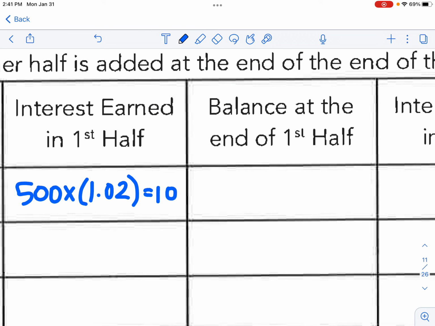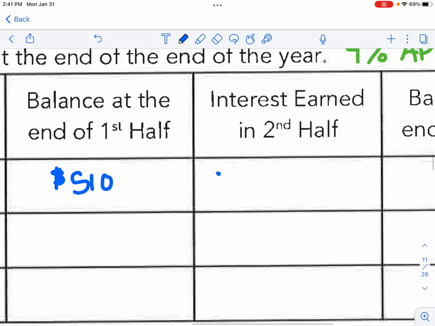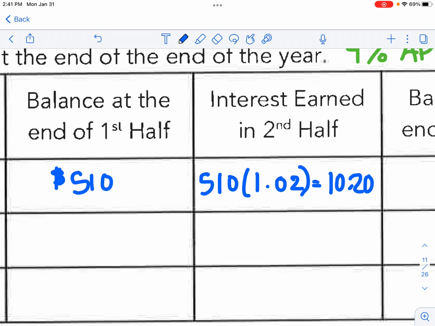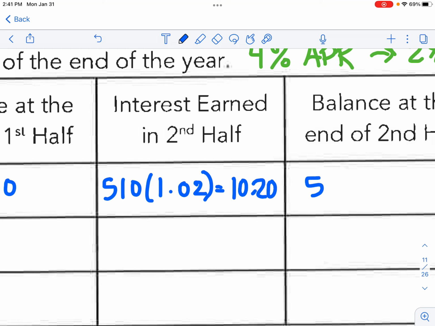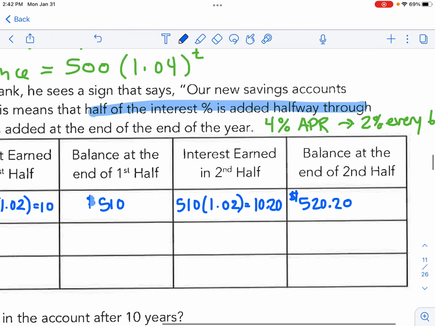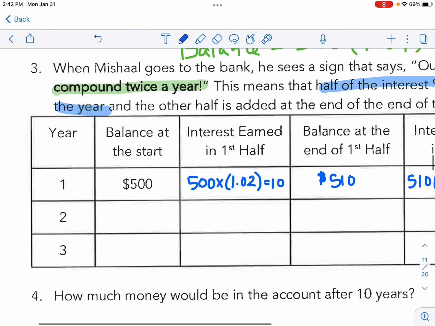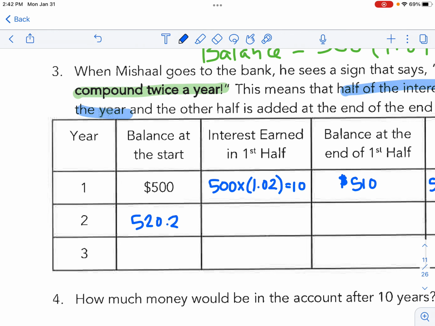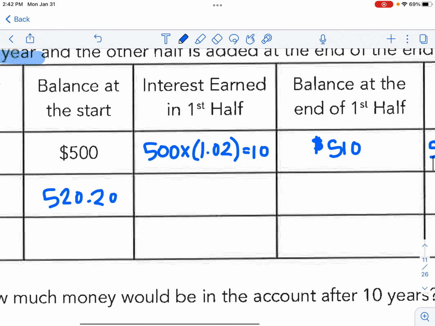Now you might think, well, then over the year it's 20 bucks, but it's not exactly. After 6 months we have $510, but now in the second half of that year we're going to take that $510 and let that earn 2% interest. It's not going to bring in another 10 bucks, it's going to bring in another $10.20. So now, after the end of the first year, we have $520.20. In other words, we've got 20 more cents. You might think, well, 20 cents isn't a big deal, but think about doing this over decades. That's going to really add up.